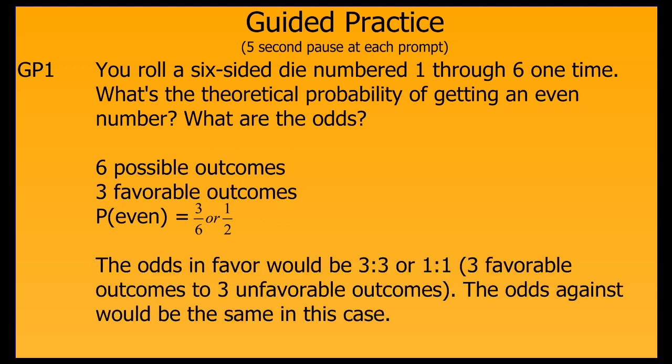The odds in favor would be 3 to 3, or reduced down to 1 to 1, 3 favorable outcomes to 3 unfavorable ones. The odds against would be the same in this case.